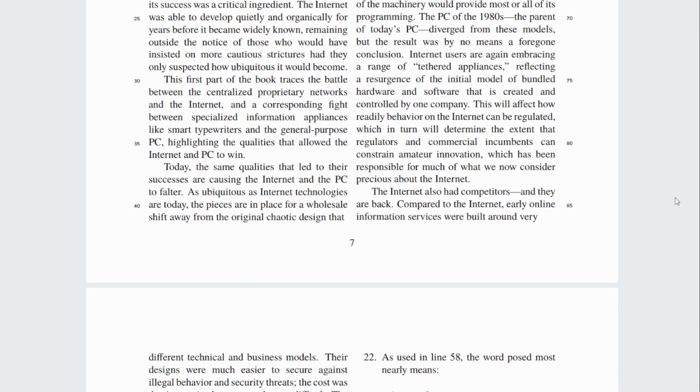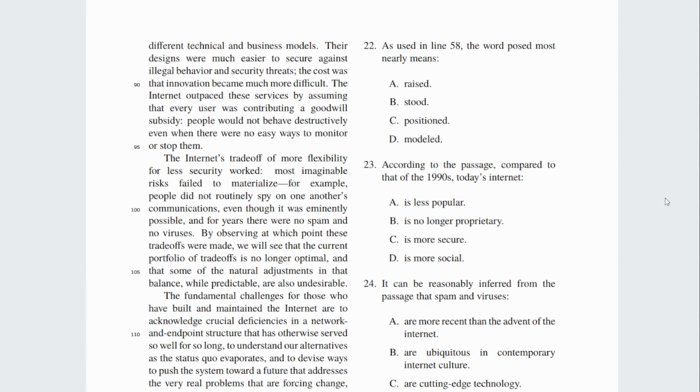The internet also had competitors, and they're back. Compared to the internet, early online information services were built around very different technical and business models. Their designs were much easier to secure against illegal behavior and security threats. The cost was that innovation became much more difficult. The internet outpaced these services by assuming that every user was contributing a goodwill subsidy. People would not behave destructively even when there were no easy ways to monitor or stop them.